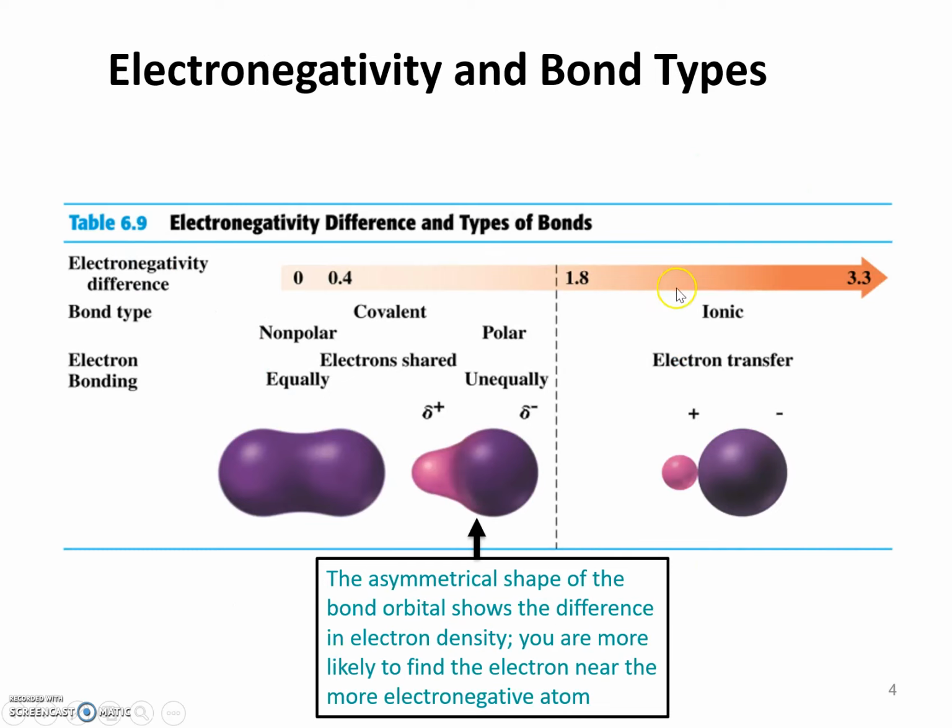So talking about that idea of electronegativity difference, in a non-polar bond, the electrons are shared approximately equally, which means that you have an electronegativity difference in the range of 0 to 0.4. In a polar bond, there's an unequal sharing of those electrons, which gives you that electronegativity difference between 0.4 and 1.8. And then if it's an ionic bond, then you have a larger electronegativity difference, something between 1.8 and 3.3.